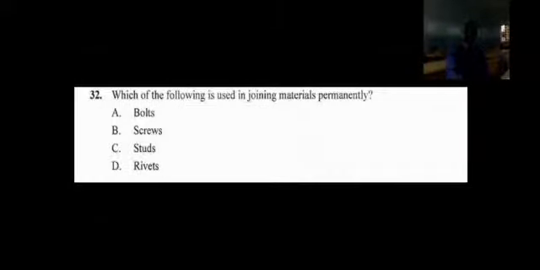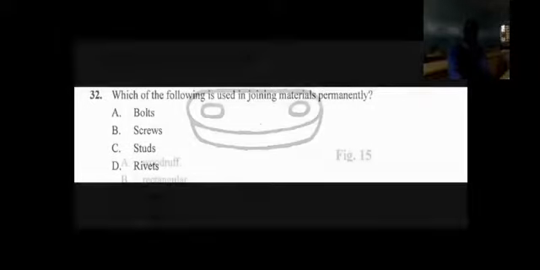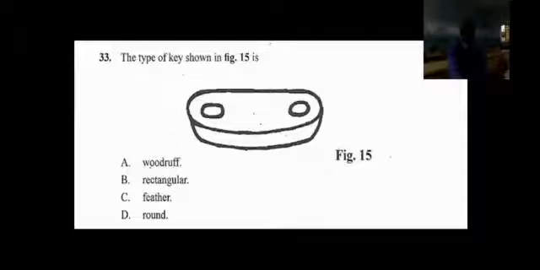Number 32. Which of the following is used in joining material permanently? It is nothing but rivet. Rivet is used to join materials permanently. Question number 33. The type of key shown below is what? The answer is C, which is feather key. Feather key is used to lock things, objects and materials.